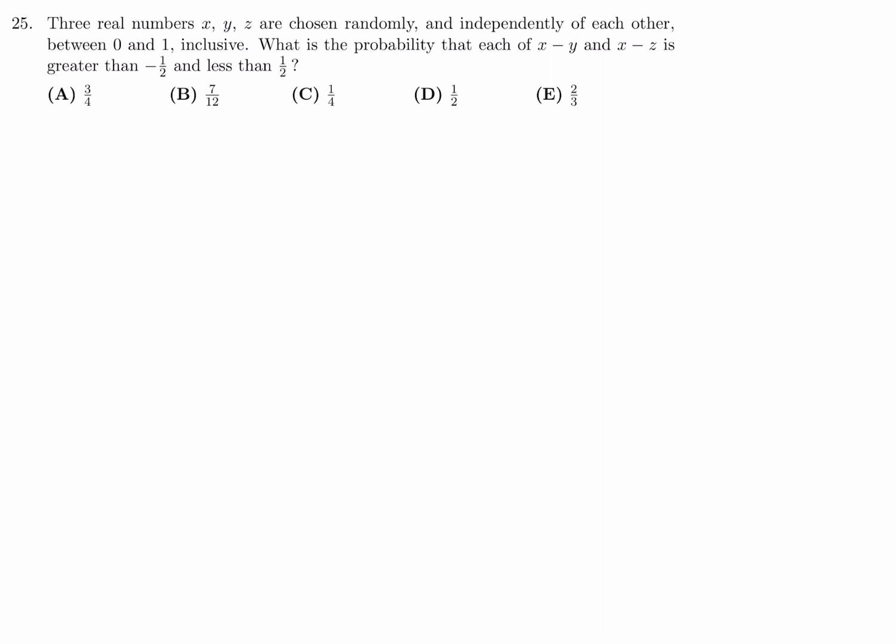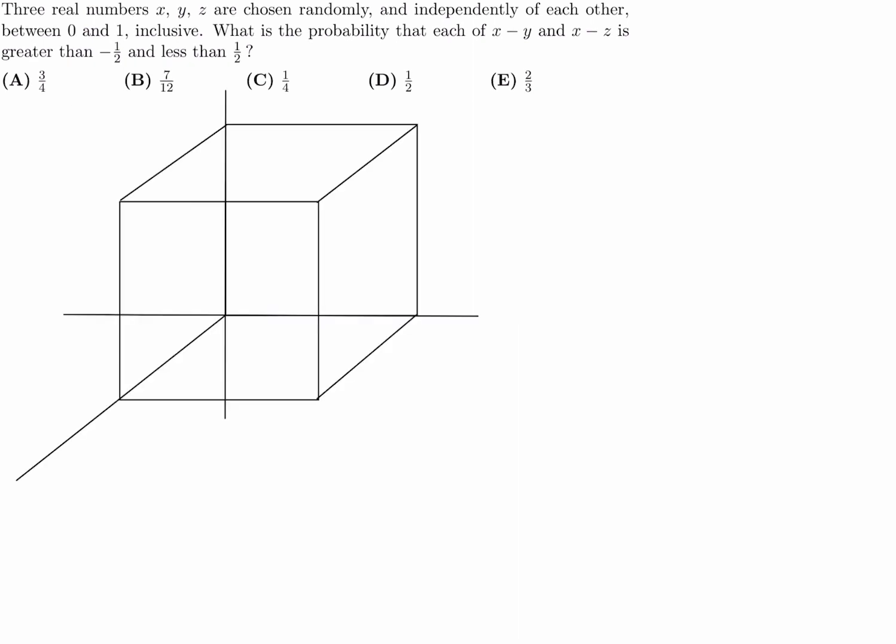Three real numbers x, y, and z are chosen randomly and independently of each other between 0 and 1 inclusive. What is the probability that each of x minus y and x minus z is greater than -1/2 and less than 1/2? Let's draw the x, y, z axes and a diagram.